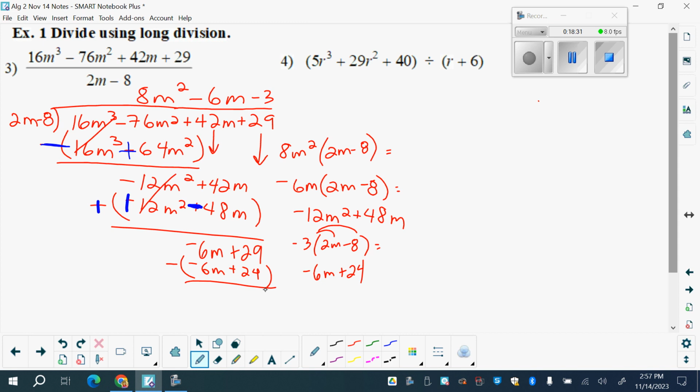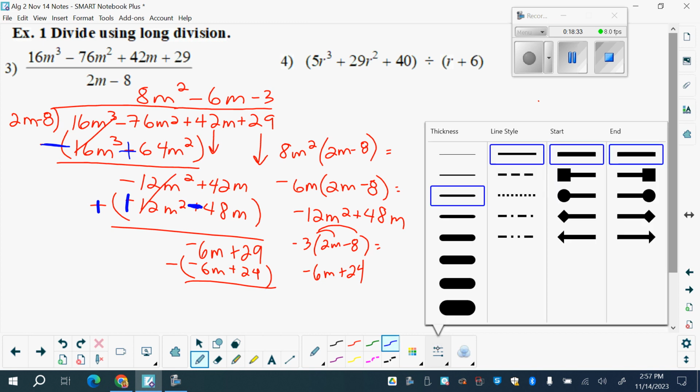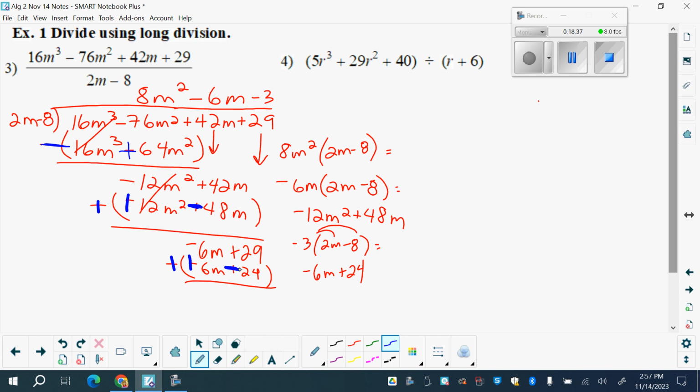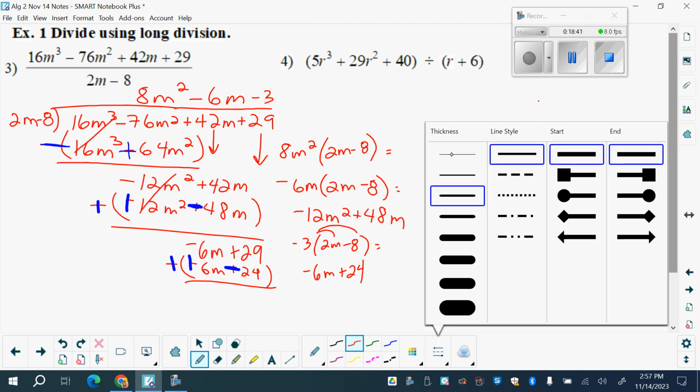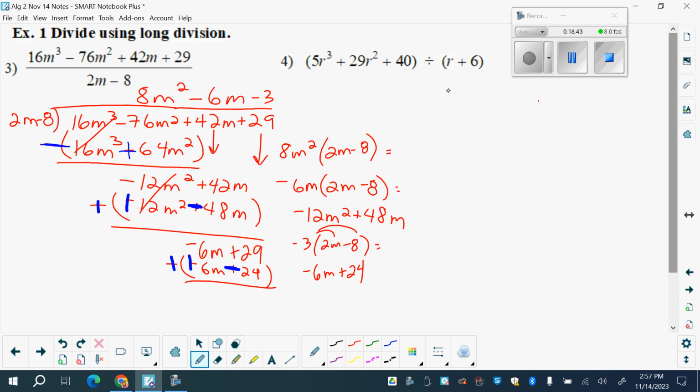We want to distribute the negative. This becomes negative, and they add to 29 minus 24 is 5, and so we write our answer as plus 5 over 2m minus 8. And that's our answer.